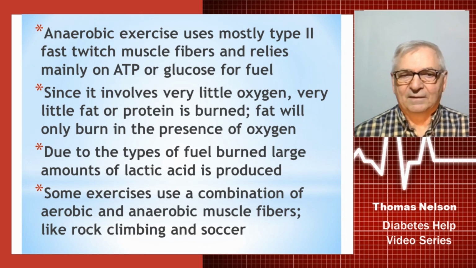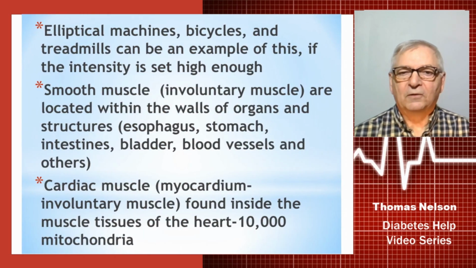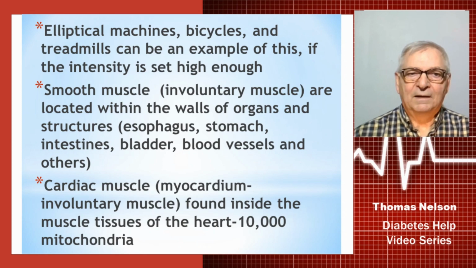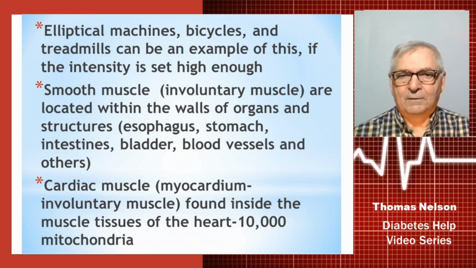So some exercises are going to use a combination of aerobic and anaerobic muscle fibers, like rock climbing or soccer, where you may not be going full out all of the time. So elliptical machines, bicycles, treadmills, they can all be a good example of the types of exercise like I just suggested. If the intensity is set high enough, you can reach the anaerobic level, or low enough, you can easily reach the aerobic level.